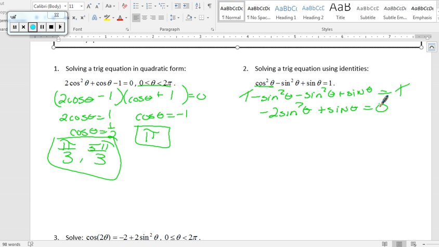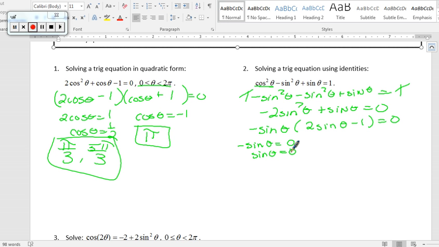This is also working like a quadratic. We're going to factor out a common term, which is sine theta. I'm going to bring out a negative sine theta, I don't like starting with a negative lead here. So I'm going to take out minus sine theta, leaving me with 2 sine theta minus 1 is equal to 0. When I set minus sine theta equal to 0, even when dividing by a negative, sine theta is still 0.